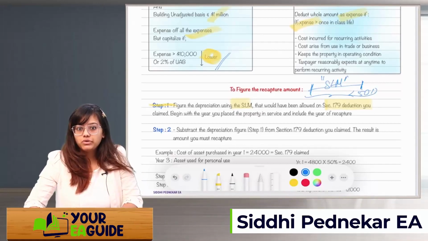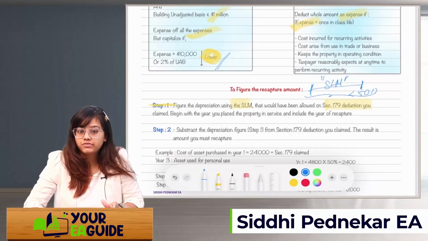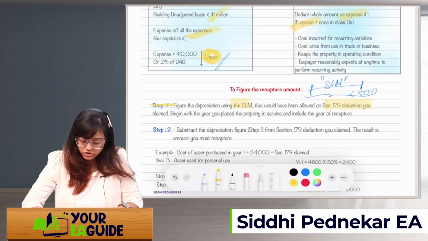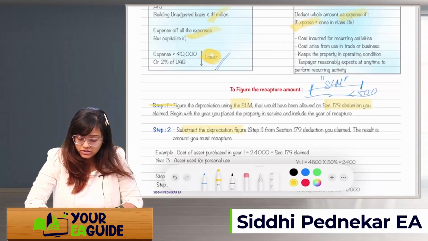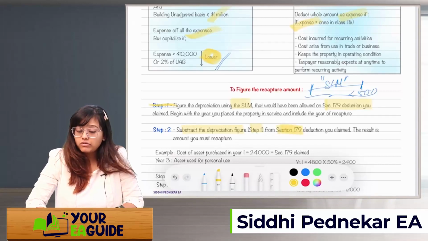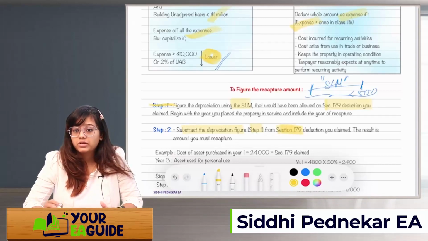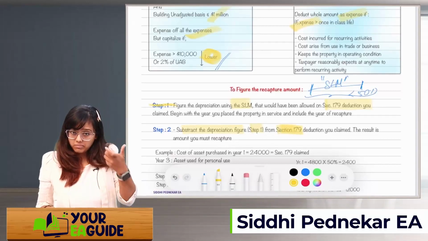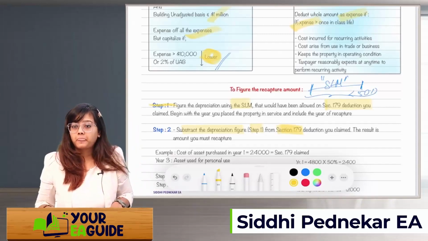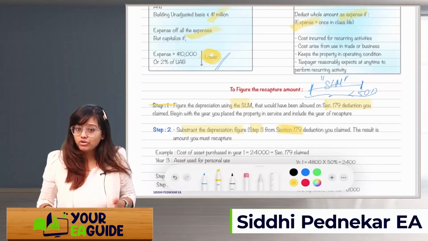Okay. Next, what you will do, you will subtract the depreciation figure. Whatever 179 depreciation you have claimed, just reduce that amount by the figure from step 1. This is the amount you are going to recapture.